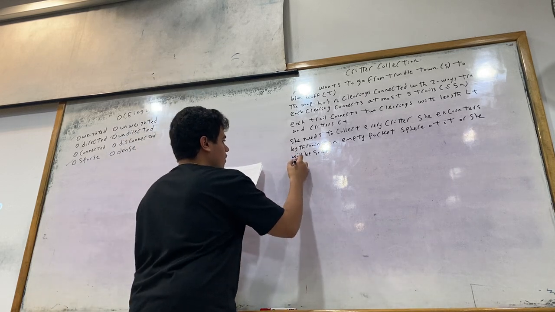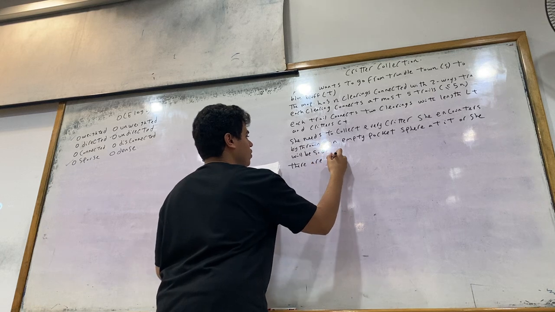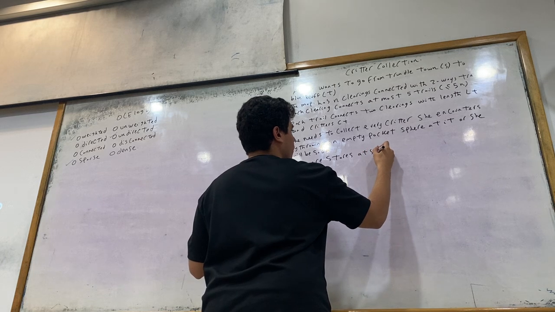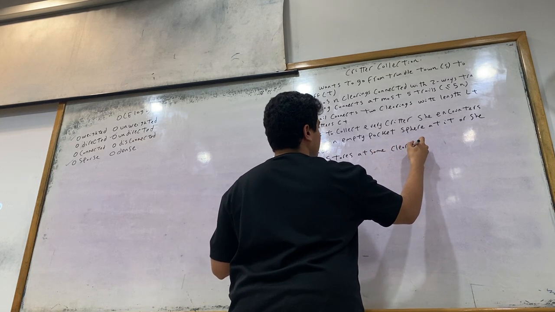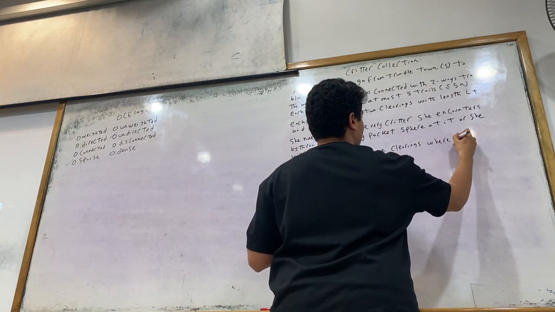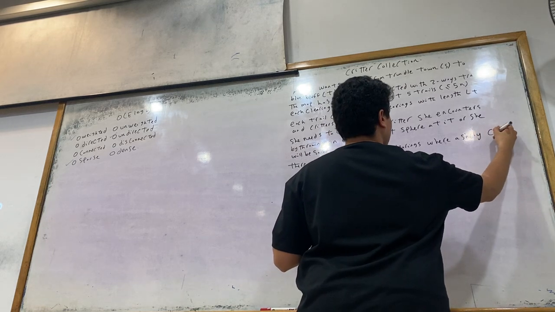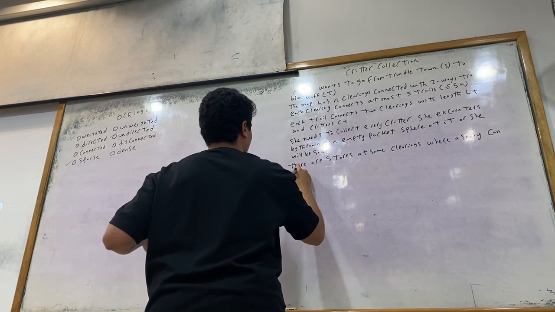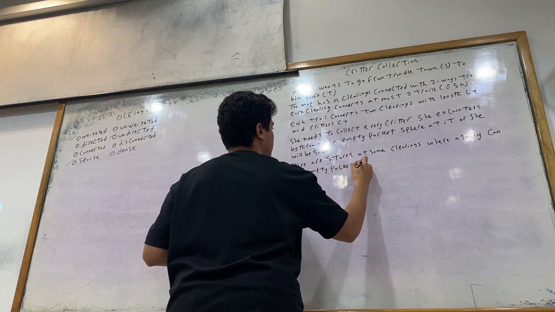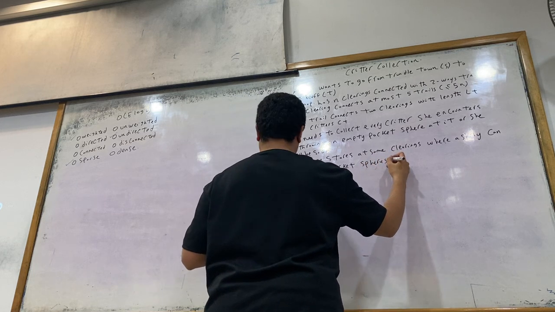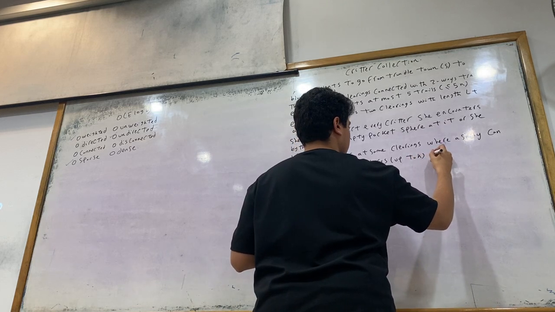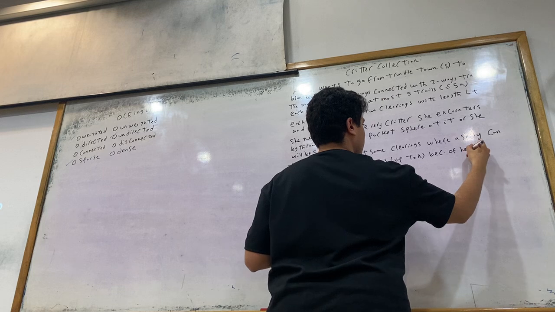It tells you also there are stores at some places or clearings where Ashley can buy empty bucket spheres up to K.